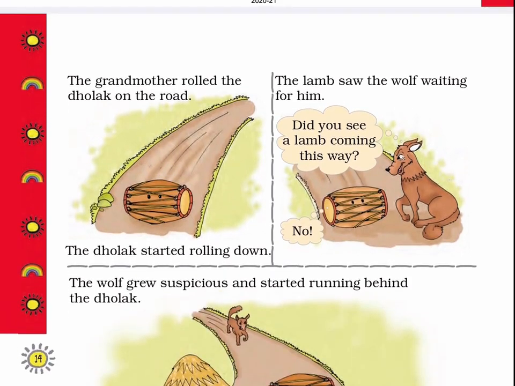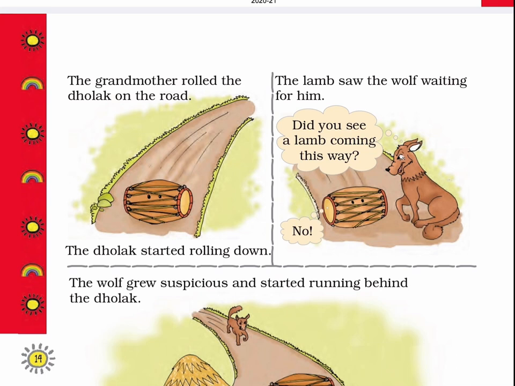This page has 4 pictures and the story continues. The grandmother rolled the dholak on the road. The dholak started rolling down. Picture 1 shows dholak rolling on the road.